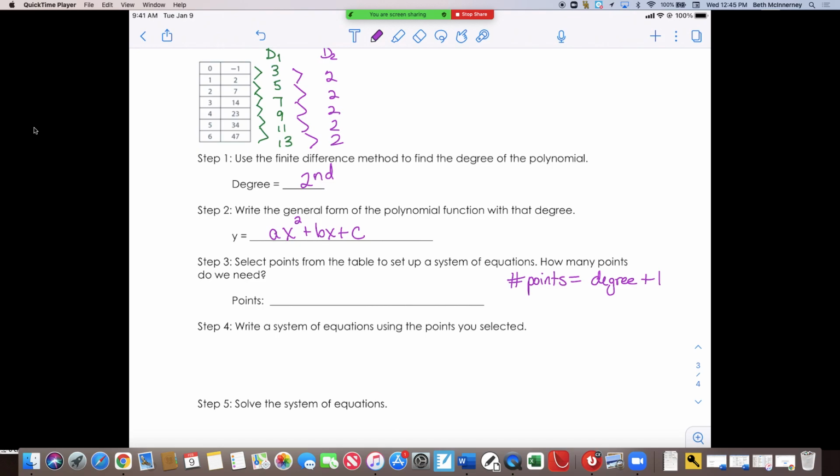So step 3, make sure you write this down. This is a critical piece that's going to help you when we do other ones. So all we need to do then, if this is quadratic, how many points do I need? 3. So let's pick the first 3. And again, you could pick any 3 in the table, okay?